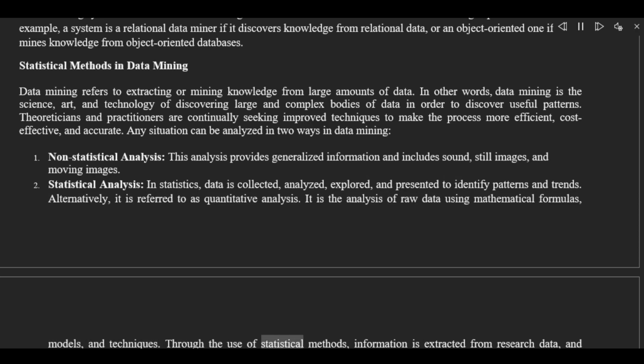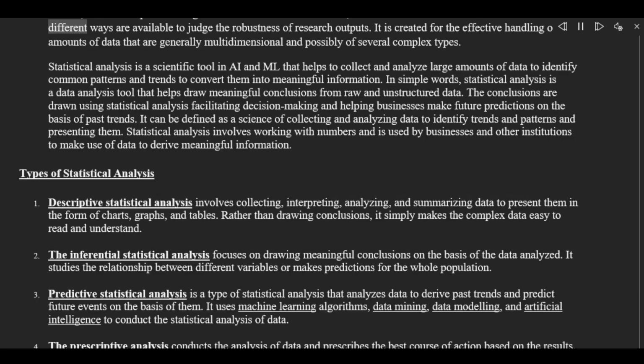Through the use of statistical methods, information is extracted from research data, and different ways are available to judge the robustness of research outputs. It is created for the effective handling of large amounts of data that are generally multidimensional and possibly of several complex types. Statistical analysis is a scientific tool in AI and ML that helps to collect and analyze large amounts of data to identify common patterns and trends and convert them into meaningful information.